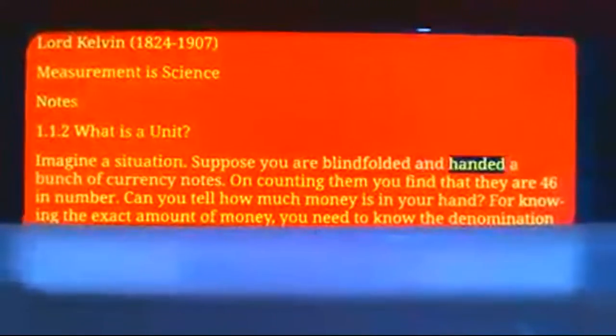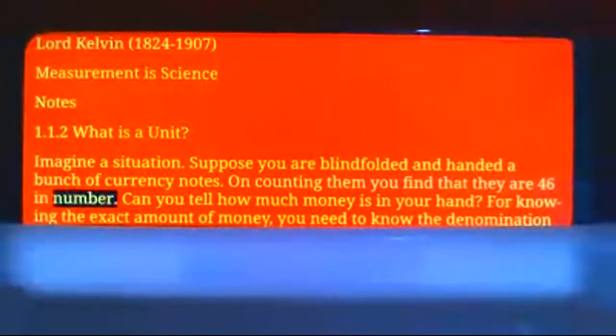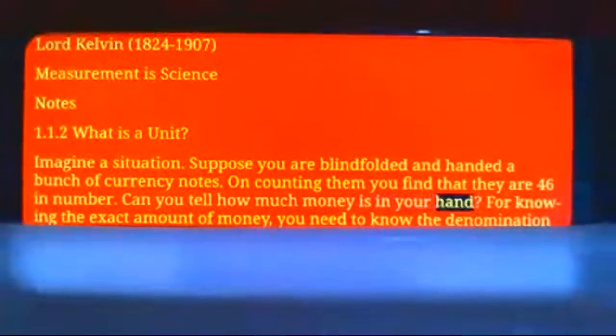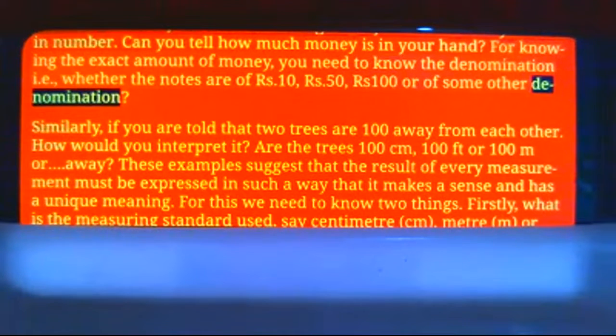Suppose you are blindfolded and handed a bunch of currency notes. On counting them, you find that they are 46 in number. Can you tell how much money is in your hand? For knowing the exact amount of money, you need to know the denomination, i.e., whether the notes are of 10 rupees, Rs 50, 100 rupees, or of some other denomination.